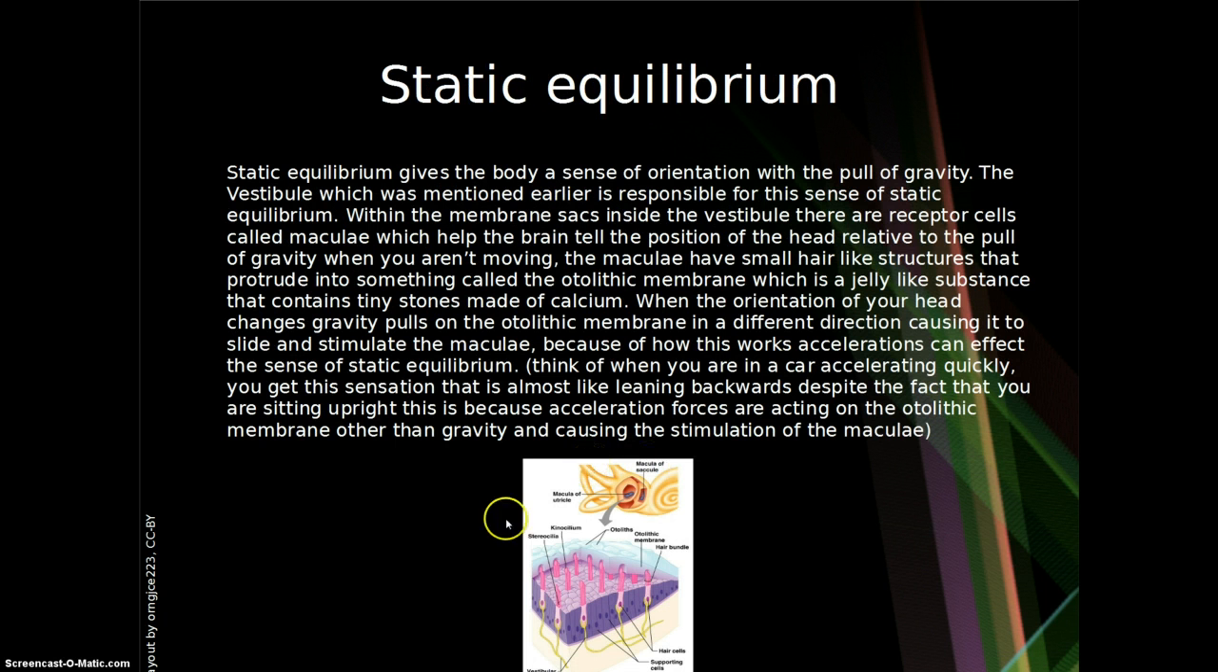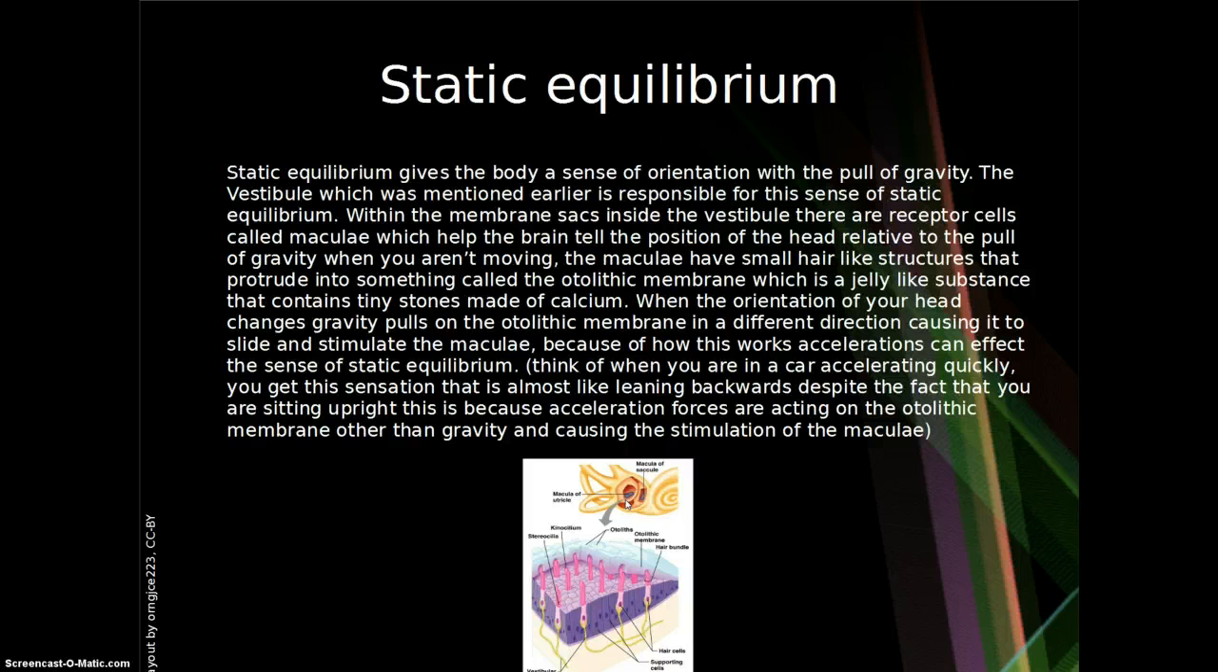Static equilibrium is our body's sense of orientation with the Earth's gravitational field, and this part of equilibrium is controlled by the vestibule. Inside the vestibule are two sacs, the utricle and the saccule, and inside of these sacs are patches of sensory cells called maculae. There are hair-like projections that come from these maculae into a gelatinous substance above it called the otolithic membrane.